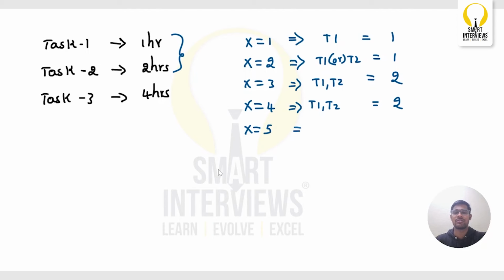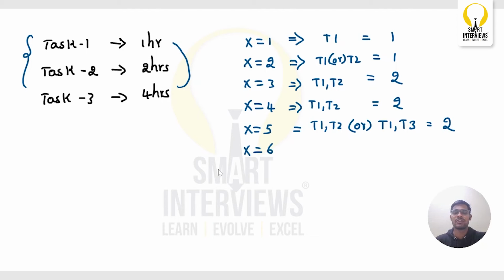So X equals 5. Either he can complete T1, T2, which takes 3 hours, or he can complete task 1 and task 3, which takes 4 and 1 hours. So at max, how many tasks can he complete? 2.